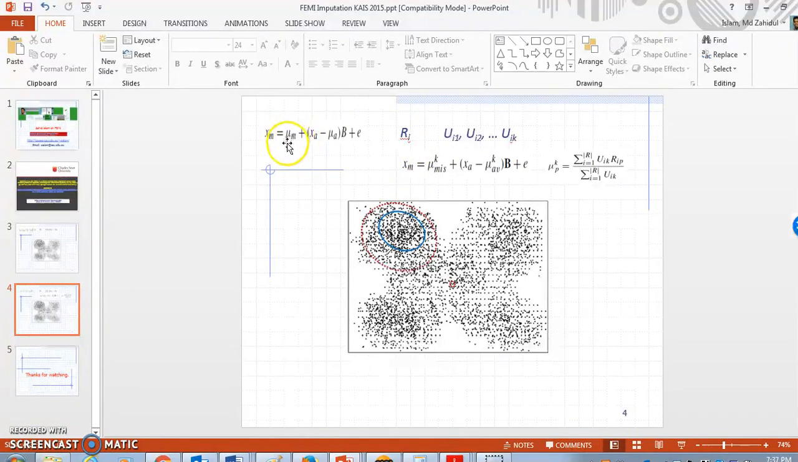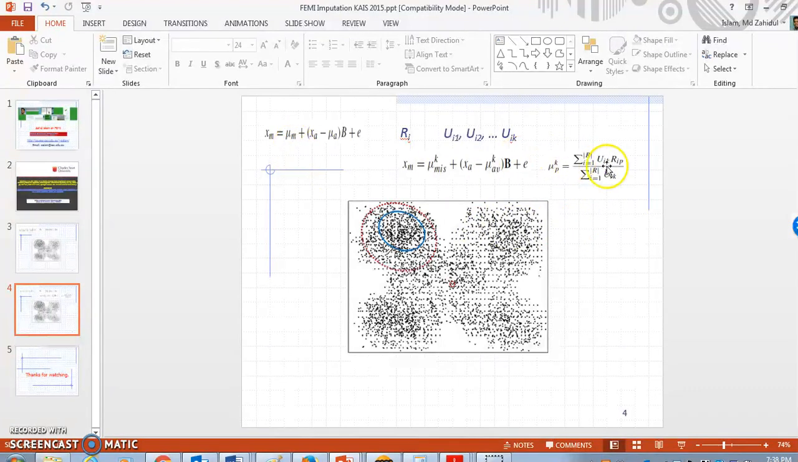Now in this equation, mu m was the vector of mean values of the attributes that are missing in the record Ri, and these mean values are computed based on all other records where these attribute values are available. Now I can show you how that is being modified to adapt in this fuzzy situation.